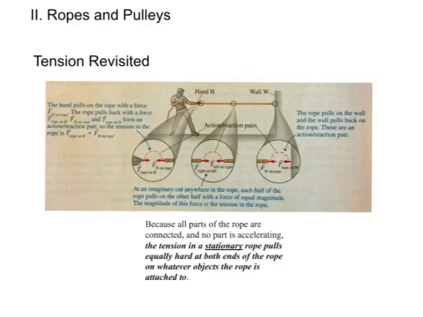What's happening inside the rope is that each piece of the rope is pulling on the piece next to it, all down the entire rope to the wall, to the point where the wall then is pulling back on the rope just as hard as the rope is pulling on it. Because all parts of the rope are connected, no part is stationary. The tension in a stationary rope pulls equally hard at both ends of the rope on whatever object the rope is attached to.